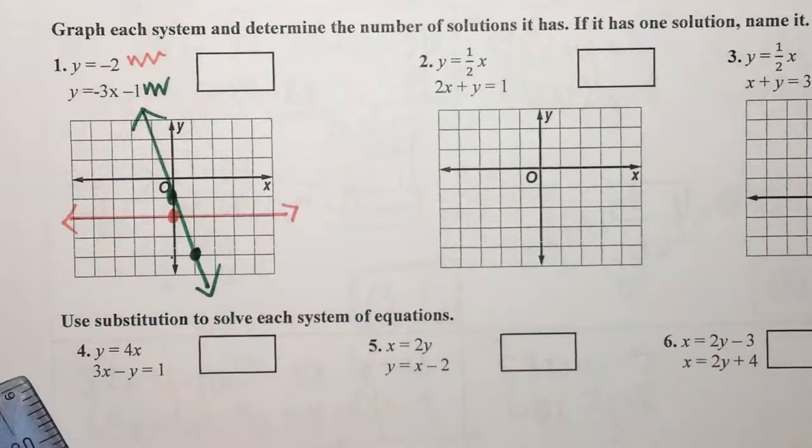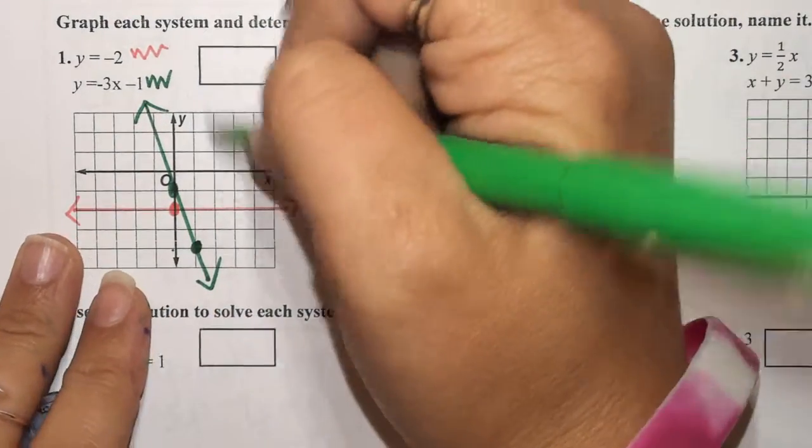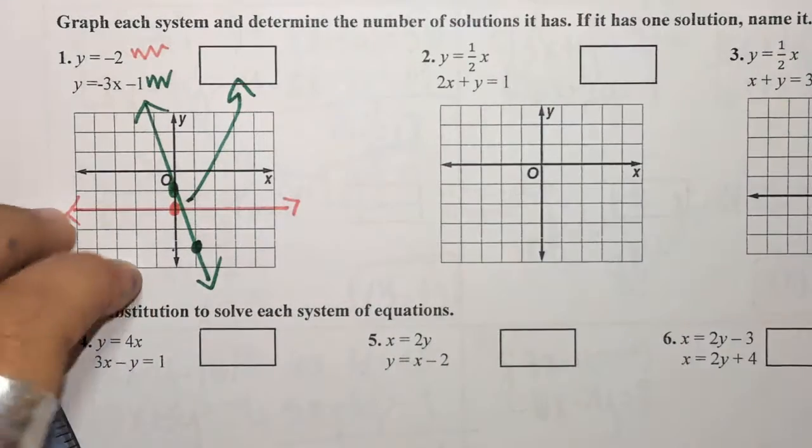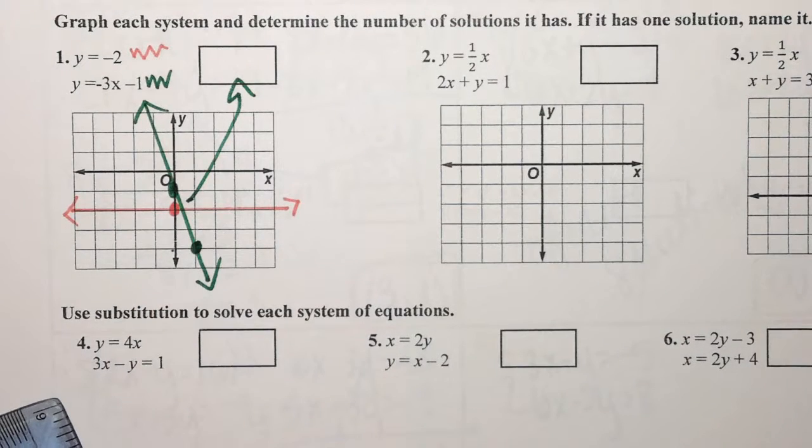Now, do you see how these don't cross at exactly a point? It's not exactly a coordinate? That's it. They cross. There's a solution.